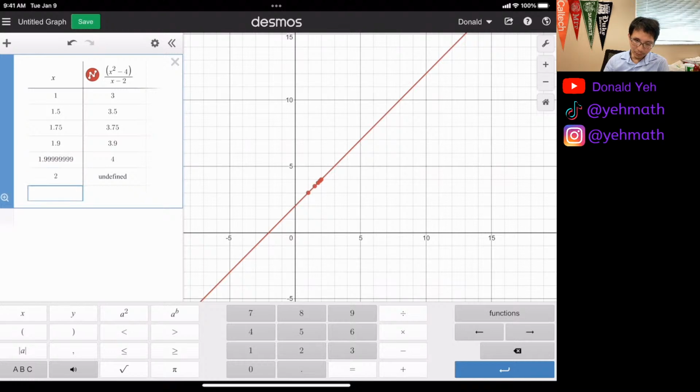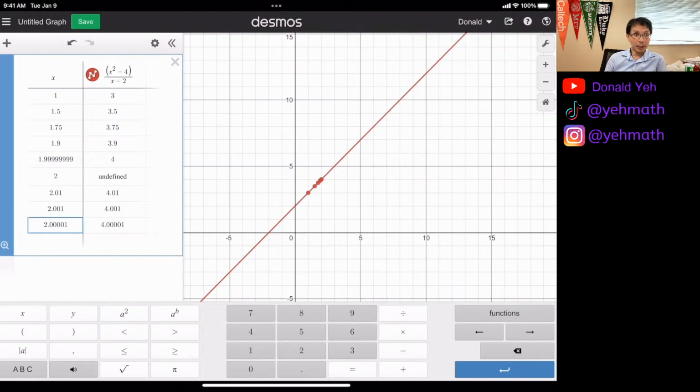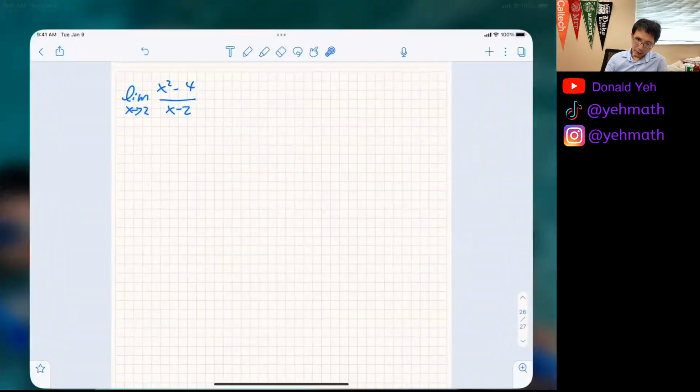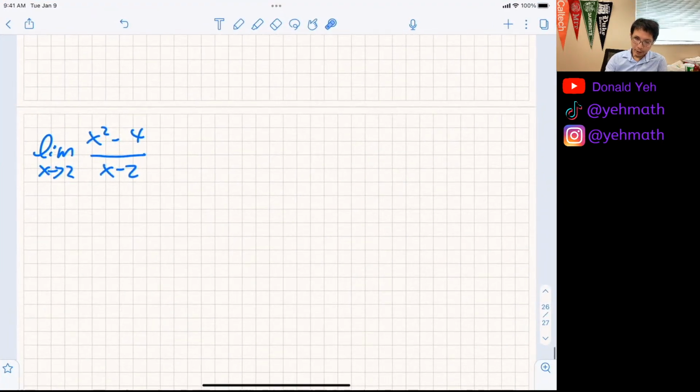Also, limits approach from both sides, so 2.01, 2.001, 2.00001. That's how you get there. So you can get to 2, and there's an open circle there. We're going to talk about that open circle. Let's show you where the line is located. If I plug in the value, it's going to be 4 minus 4 over 2 minus 2. That's 0 over 0. That means I have to do math. Guess what? The math I'm going to do is factor.